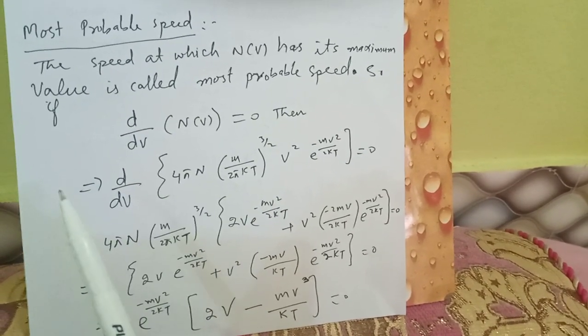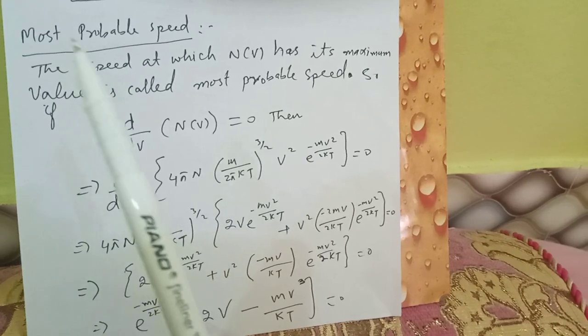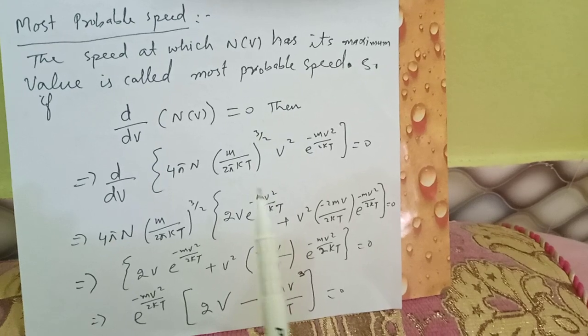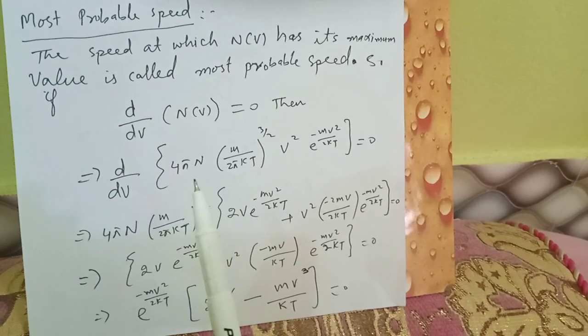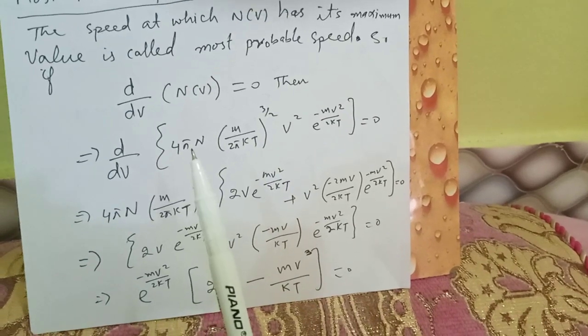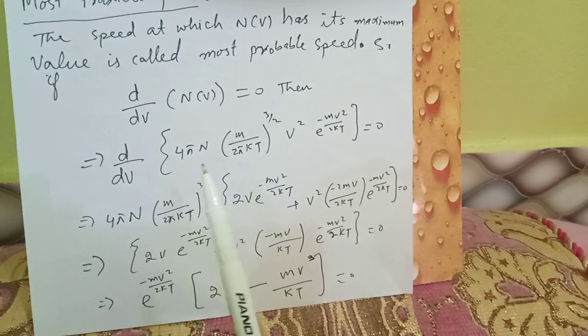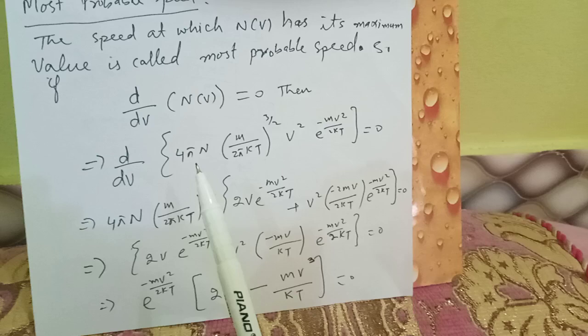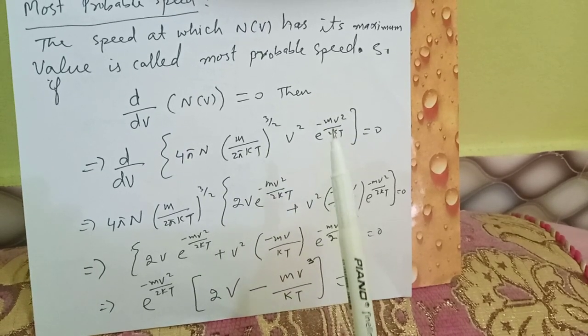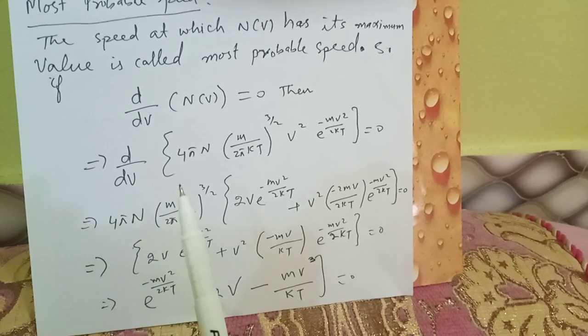And in the previous lecture I told you that it is at the top of the nv and velocity slope, or Maxwell distribution slope. Now if I put the value of nv from the Maxwell distribution, it will become del by del v of the Maxwell distribution value, which is 4 pi n (m by 2 pi kT)^(3/2) v square e to the power minus mv square by 2kT.